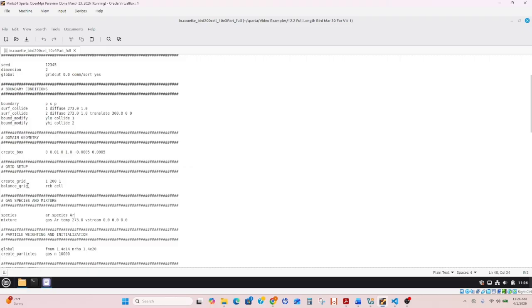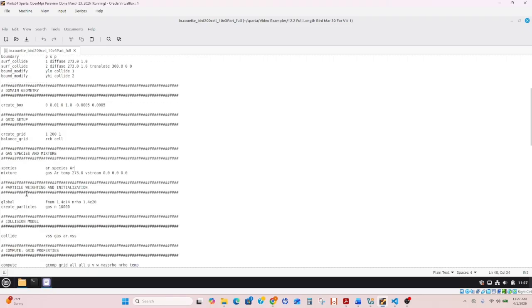There's information inside of Sparta that explains every one of these commands. This seems to be the most normal selection: to use the RCB cell. Just look through the Sparta manual and determine if that's what you want.